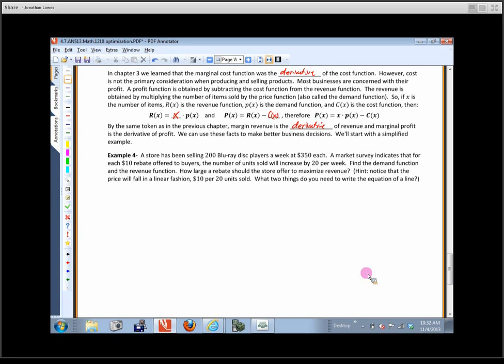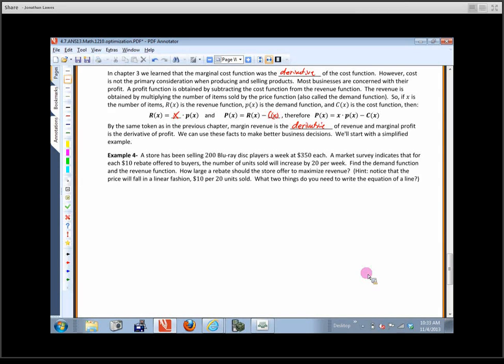So here's what we've got. A store has been selling 200 Blu-ray disc players a week at $350 each. A market survey indicates that for each $10 rebate offered to the buyers, so each $10 reduction in price, the number of units sold will increase by 20 per week. So if we drop the price, we're not selling each item for as much, but we're going to sell more of them. That's part of the business world that might be a little bit counterintuitive. If you lower your price, sometimes you can actually make more money because more people come in and buy it. Lower the price, the demand goes up.